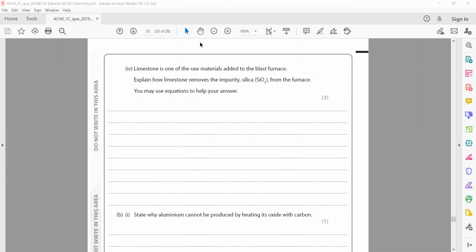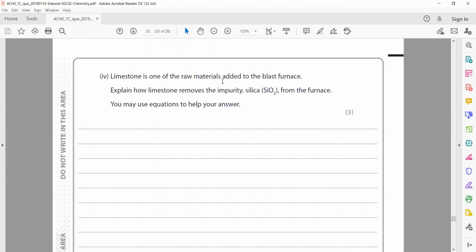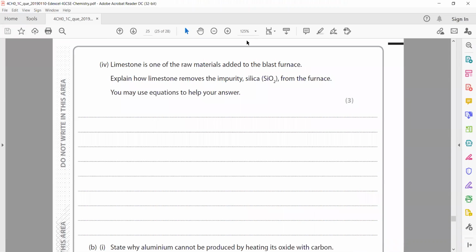Limestone is one of the raw materials that is added to the blast furnace. Explain how limestone removes silicon(IV) oxide from the furnace. So limestone decomposes due to heat and forms calcium oxide.